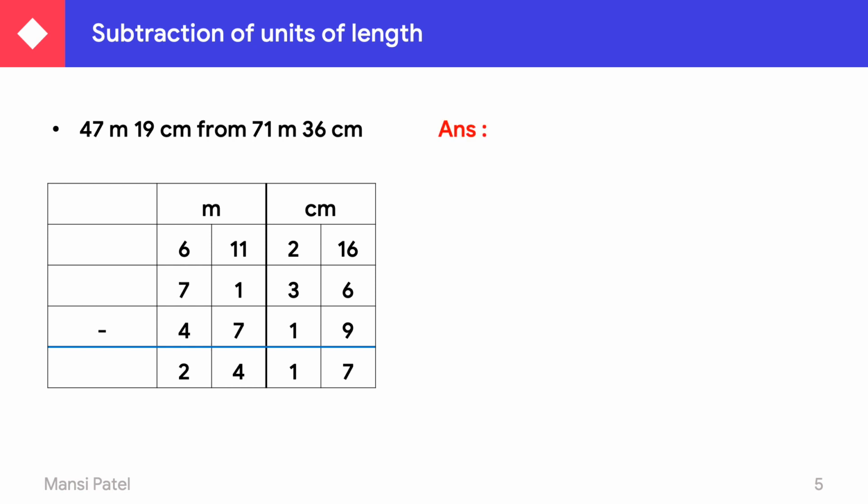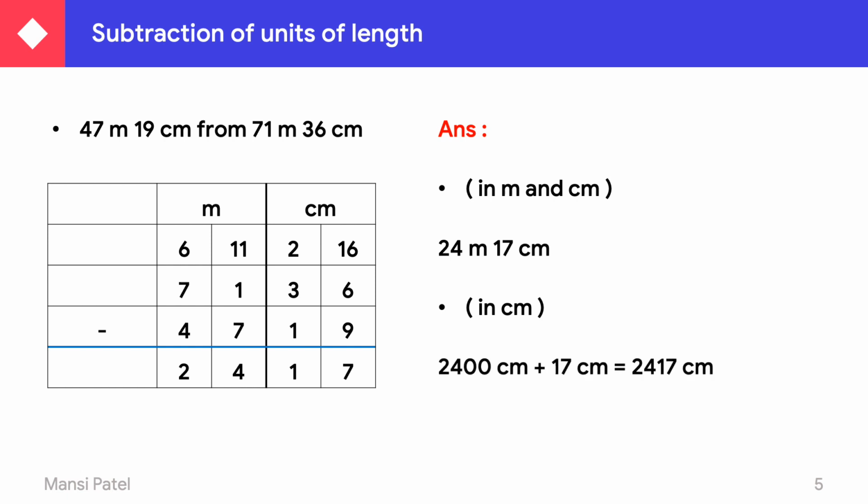So we can say our answer in meter and centimeter is 24 meter, 17 centimeter. If we have to write down our answer only in centimeter, then we have to convert this 24 meter into centimeter. So it becomes 2400 centimeter plus 17 centimeter. So your answer is 2417 centimeter.